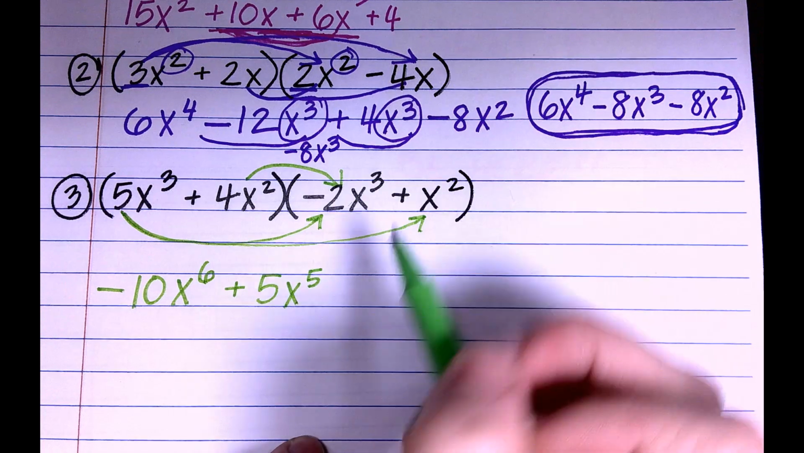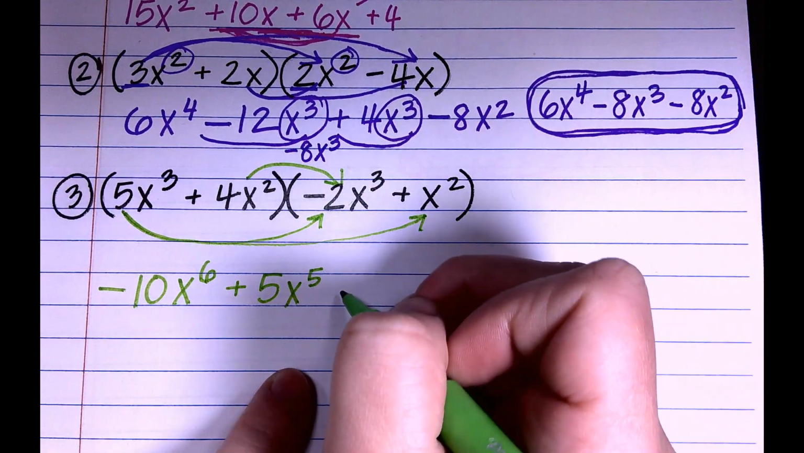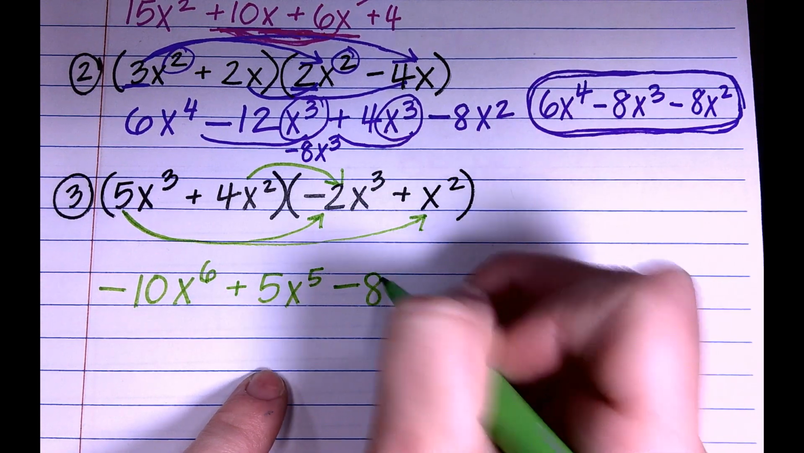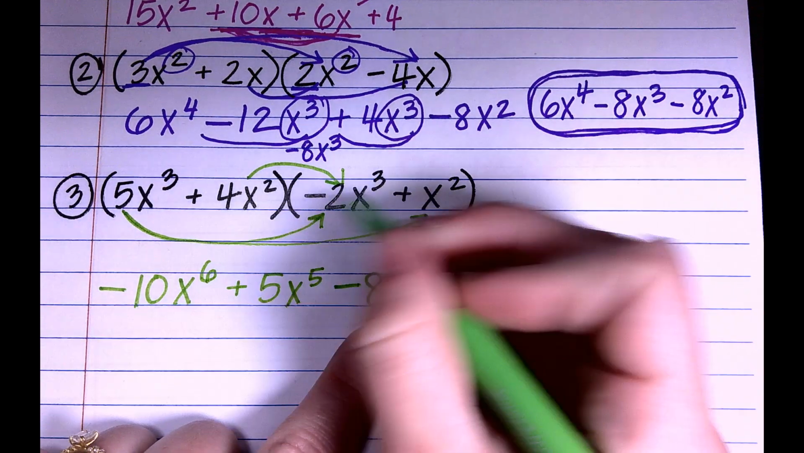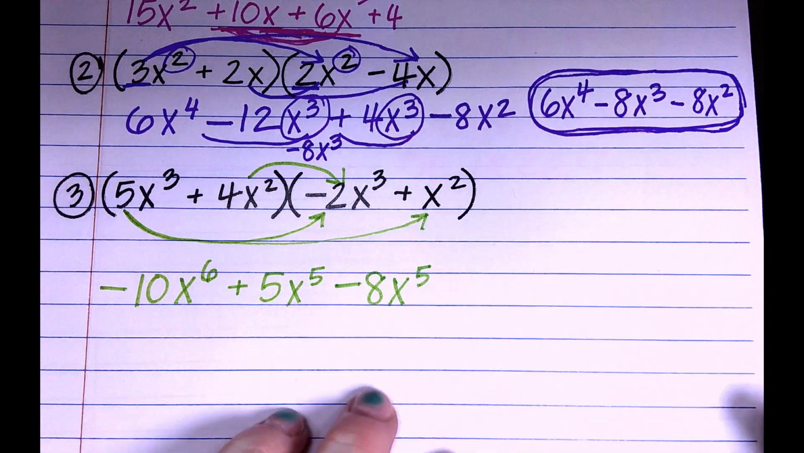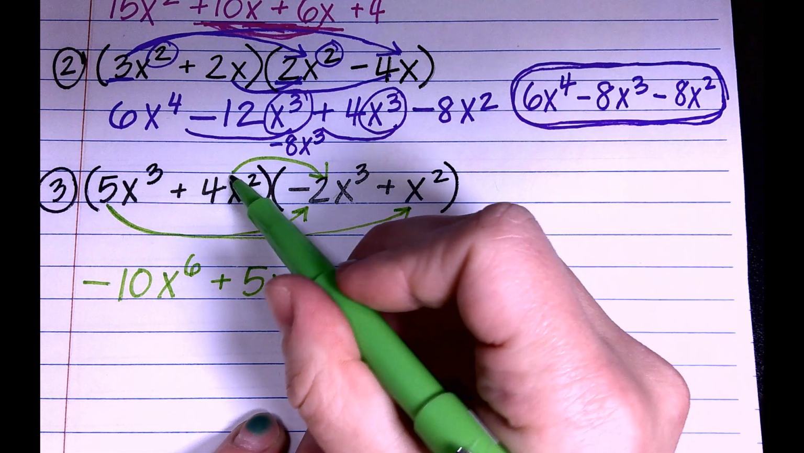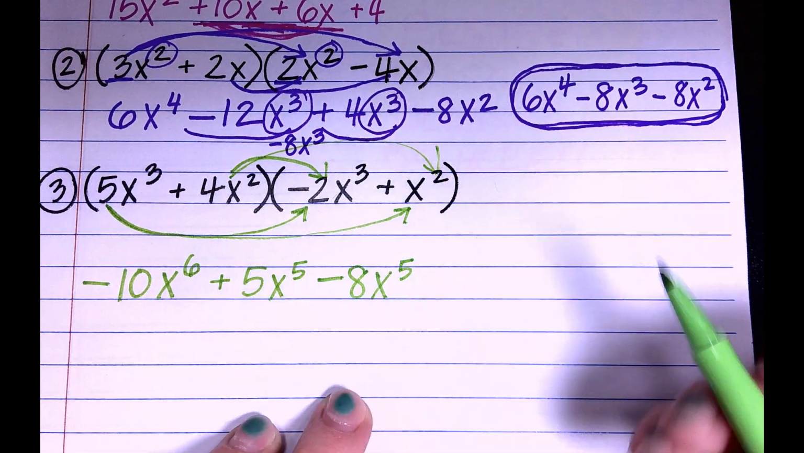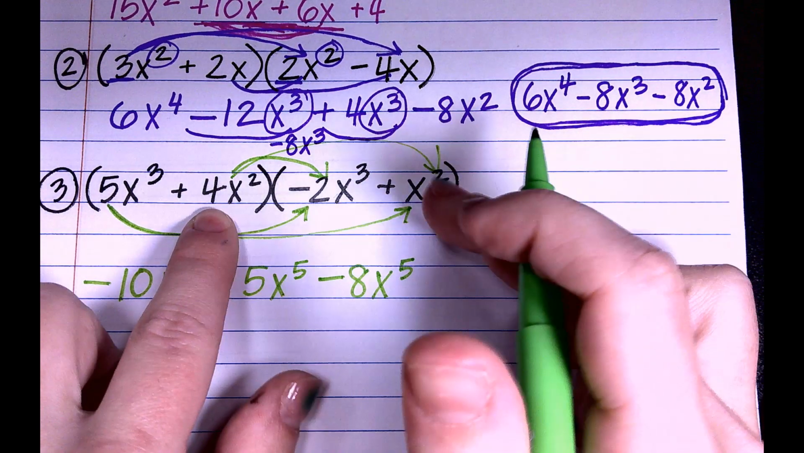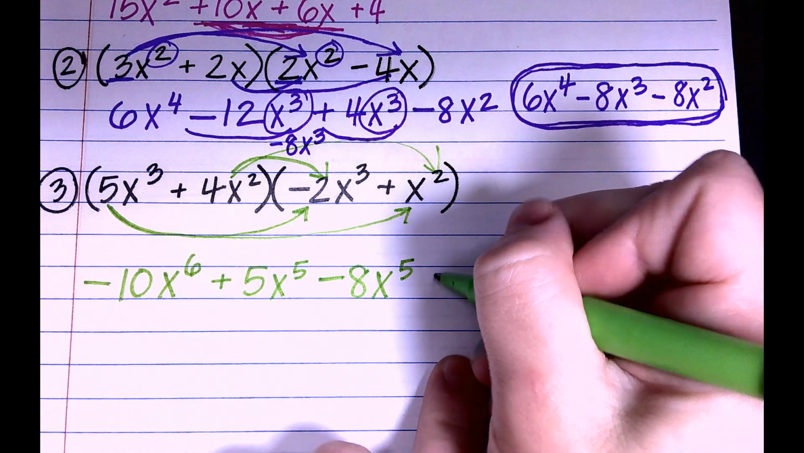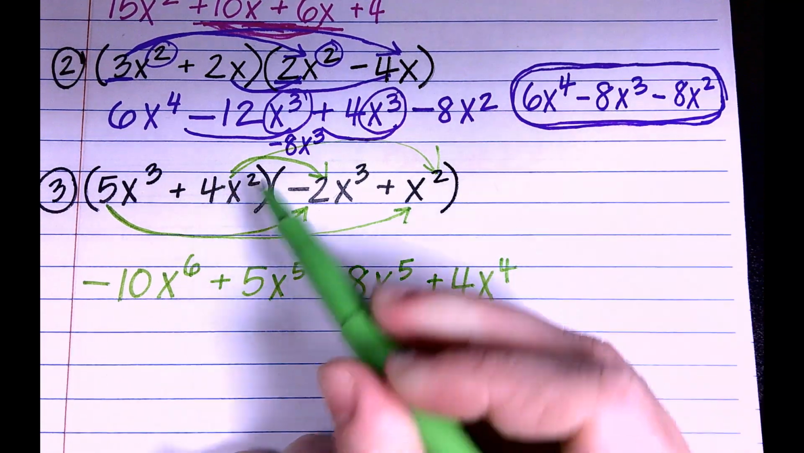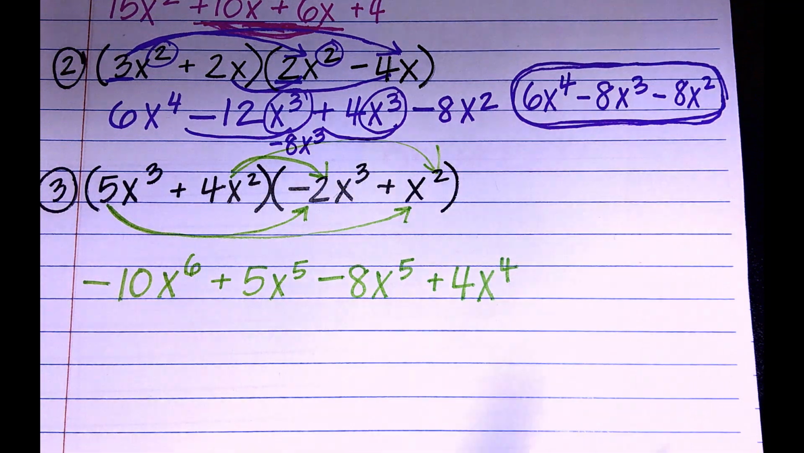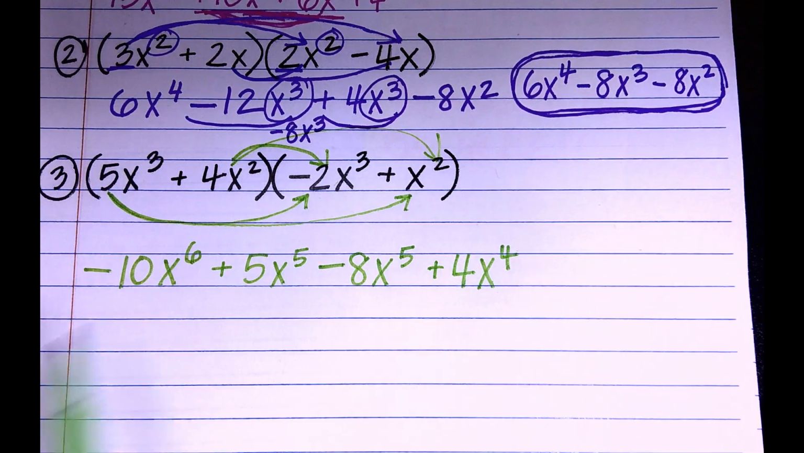4x squared times negative 2x to the third power gives negative 8x to the fifth power. Good. Perfect, perfect. Negative 8x to the fifth power. And last but not least, 4x squared times x squared is 4x to the fourth power. Yes, the 2 and the 2 give us 4. Beautiful.